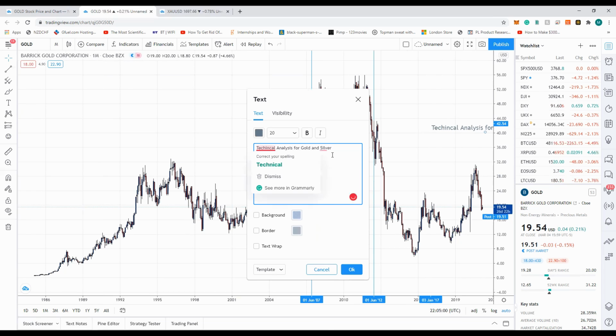Now, the first thing you want to do when you're looking at technical analysis for gold and silver and related shares or related stocks, number one, you want to look for correlation, or correlation strength, between periods.